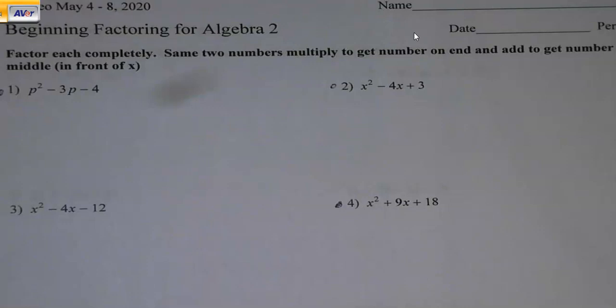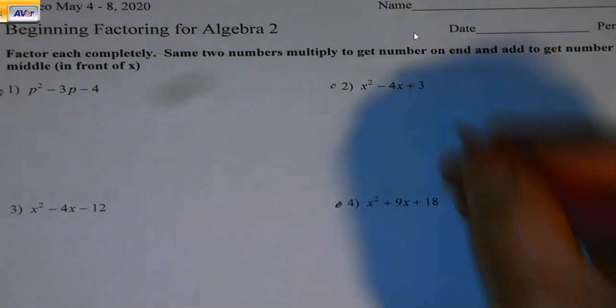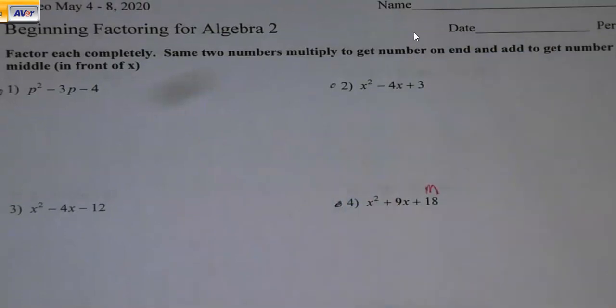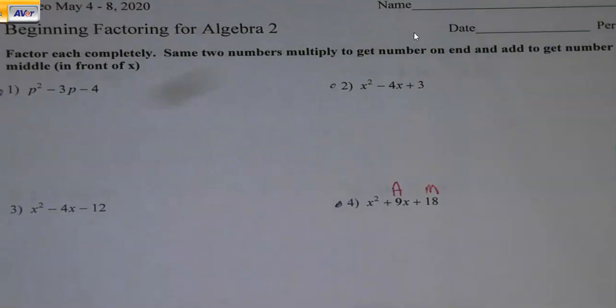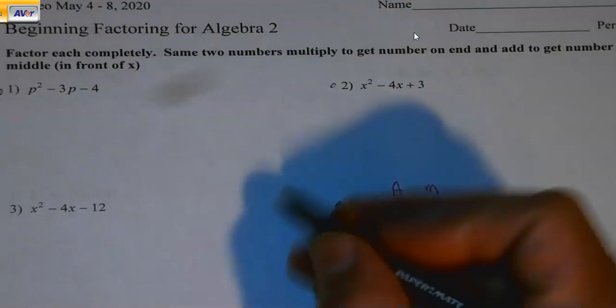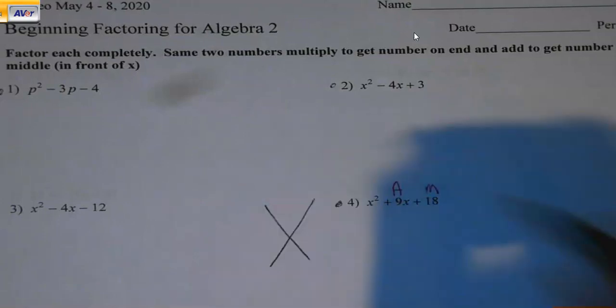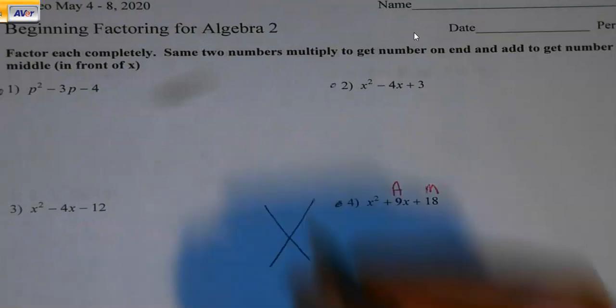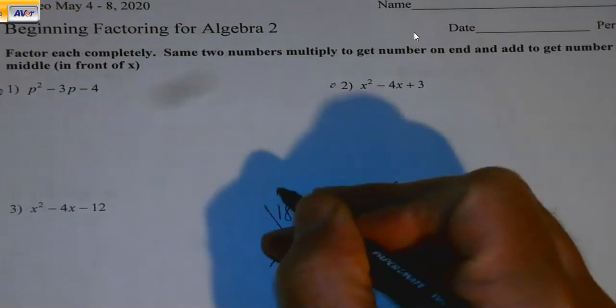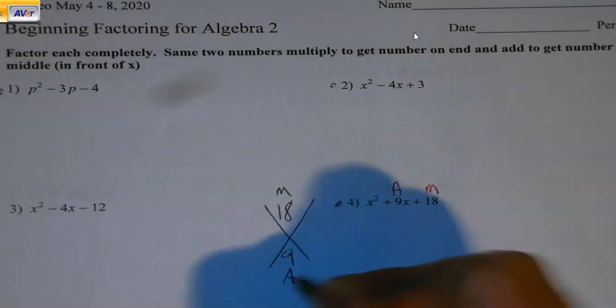So factor each completely. How do I do this? We're looking for a special pair of numbers. The same two numbers multiply to get the number on the end and add to get the number in the middle, our x coefficient. So here's basically what I'm doing. I like to do little bits of side work with these. If you don't find the need for this in a bit, that's okay. It just lets me think through things a little bit more, because sometimes seeing the two numbers in front of me helps.